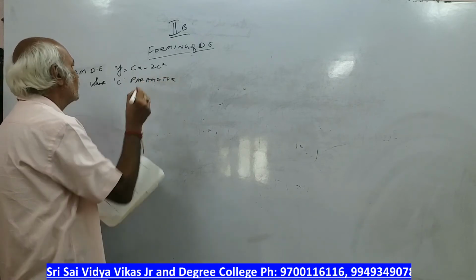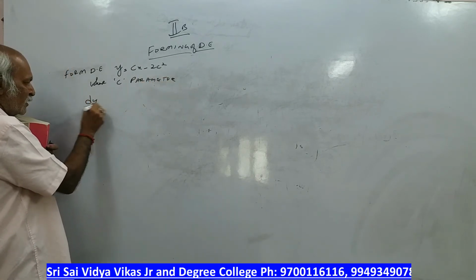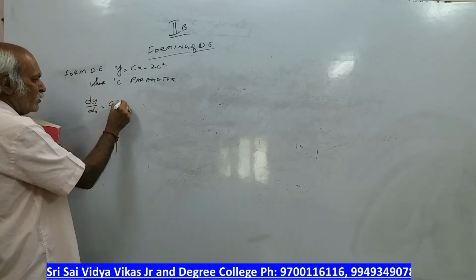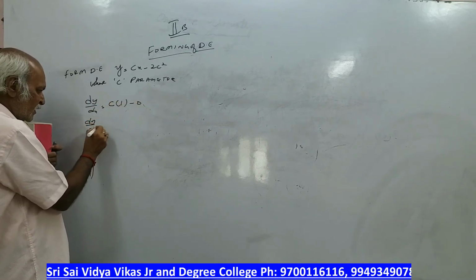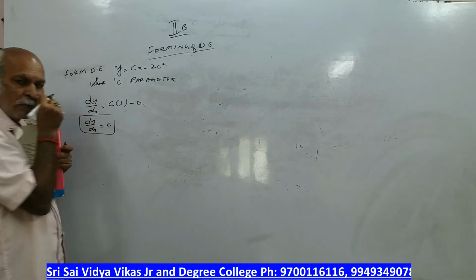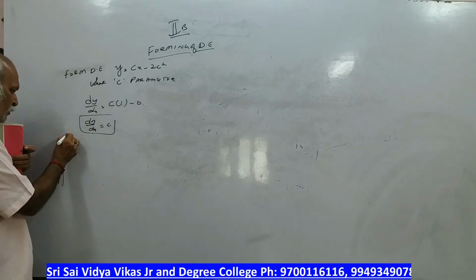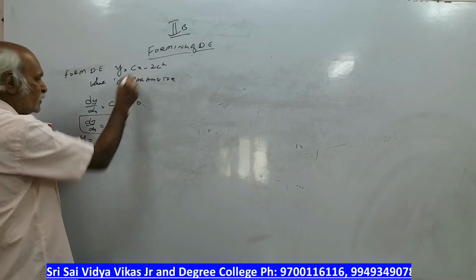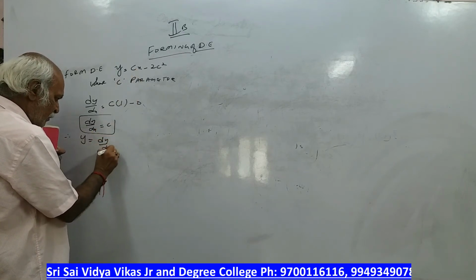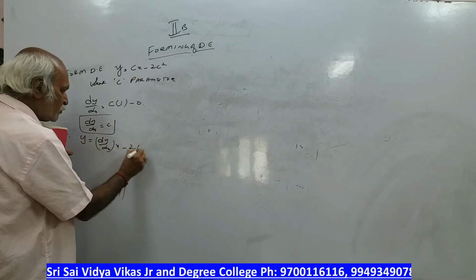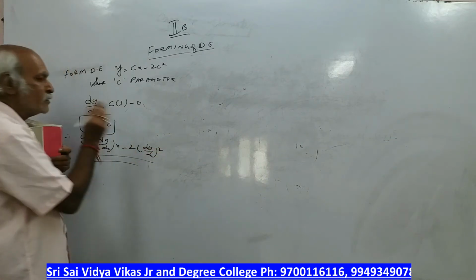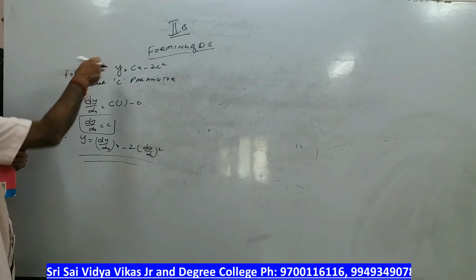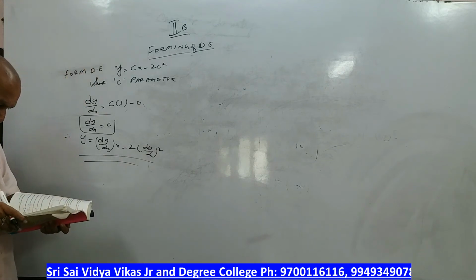Now please understand first problem. First we will find out dy/dx, c into 1 minus 0. Therefore, dy/dx is equal to c. So what is the c we got? dy/dx. Therefore, y is equal to, c is replaced by dy/dx, into x minus 2 into (dy/dx) whole square. So it has become differential equation, means the parameter has to be found out. Okay, next one.